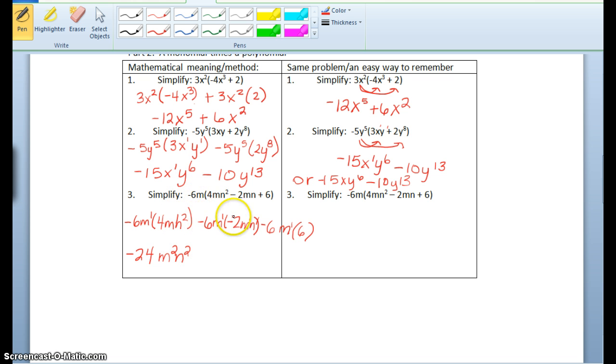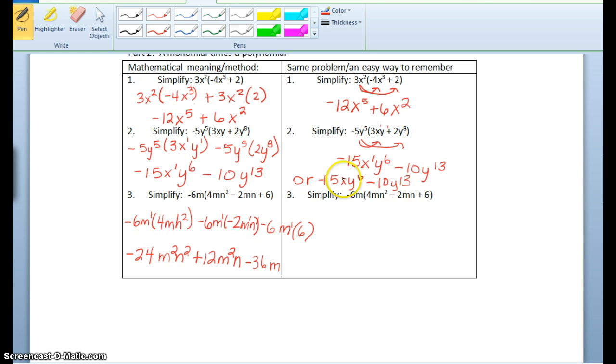Then we have negative 6 times negative 2 gives you positive 12. M to the, and we have an m and an n in our answer. 1 plus 1 is 2. And we only have one n. So again, I can put the 1 here, or I can leave it off because I know a 1 goes there anyway. Then we have negative 6 times 6 gives us negative 36. And if you'll notice, there's only one m, so we put an m there. So that is your final answer. And remember, do you have any like terms? You don't have any like terms, so this is as far as you can go.